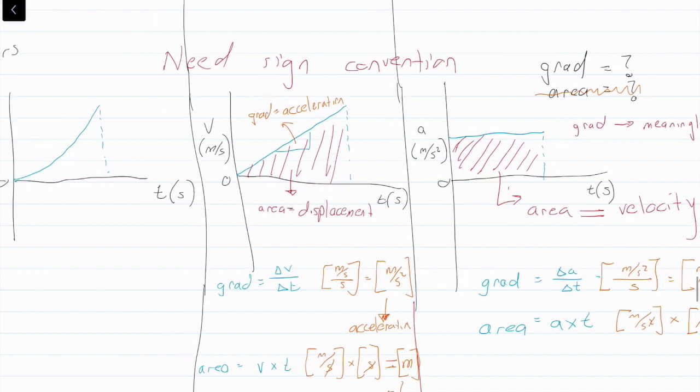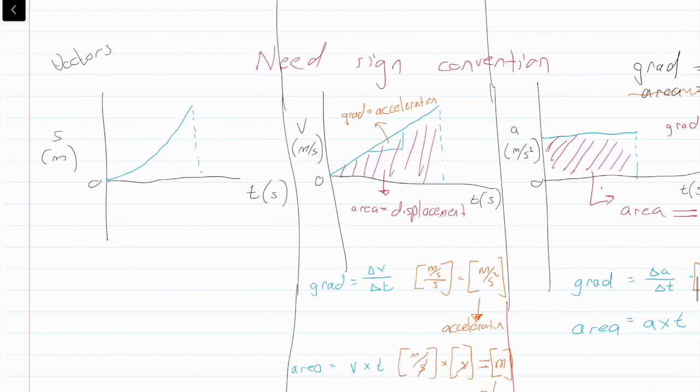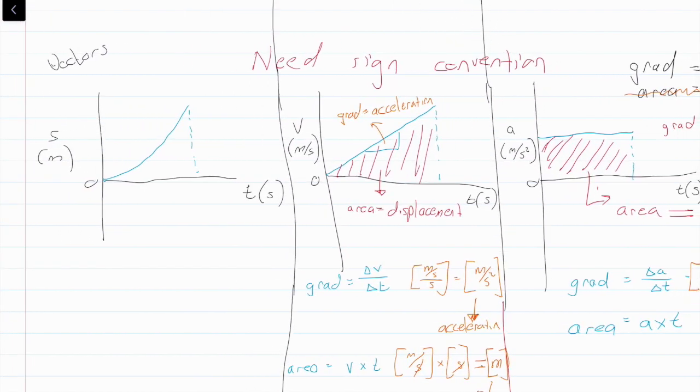Okay, and finally, if we look at our displacement time graphs, if we look at our gradient, what we have is change in displacement over change in time. So that's units of meters per second. The units are meters per second, and that is units of velocity, is it not? Okay.